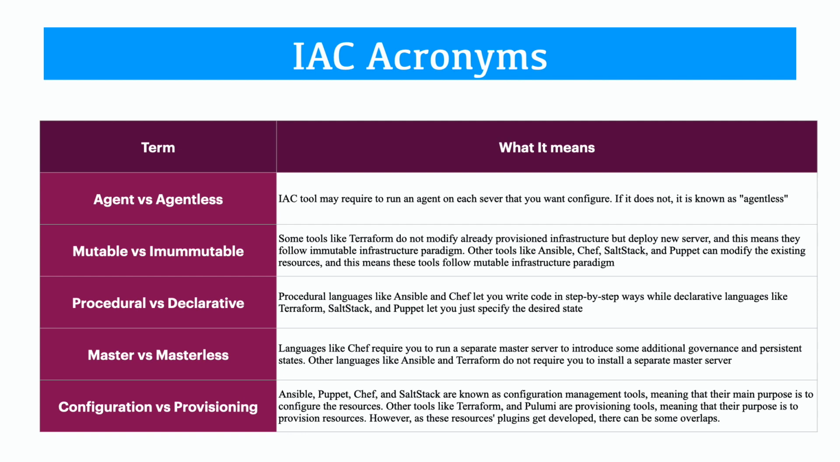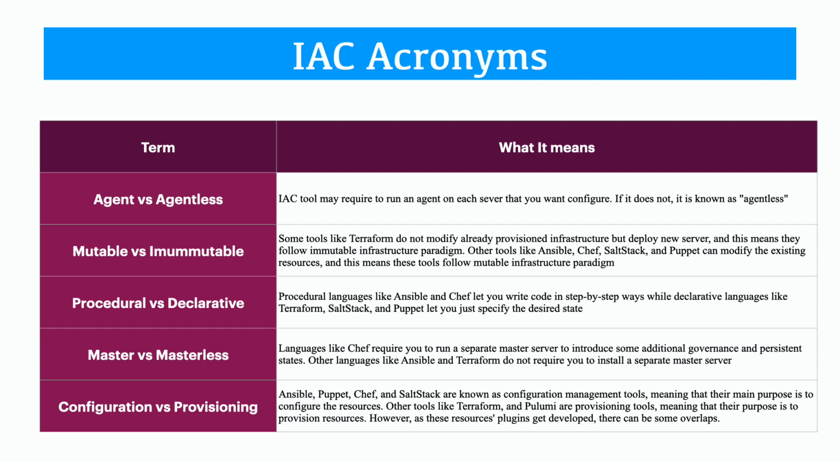Mutable versus immutable. Some tools like Terraform do not modify already provisioned infrastructure but deploy a new server. And this means they follow the immutable infrastructure paradigm. Other tools like Ansible, Chef, Saltstack, and Puppet can modify the existing resources, and this means these tools follow the mutable infrastructure paradigm.